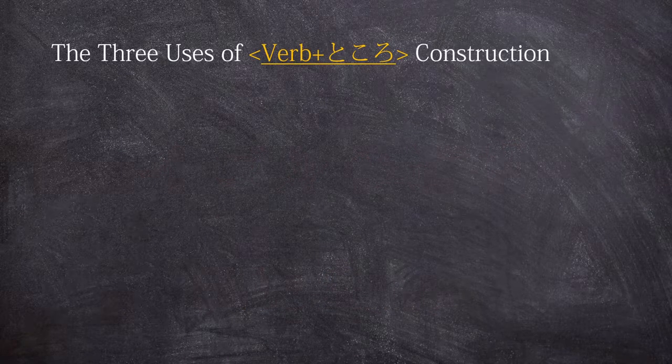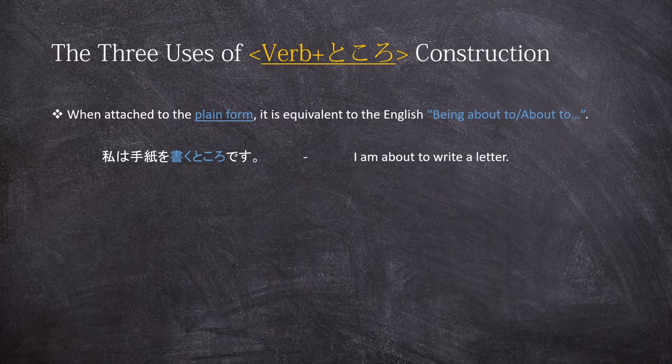However, before we proceed to our examples, first we must learn what are the three uses of the construction verb plus Tokoro. Well, if we add Tokoro to the plain form of the verb, or more popularly known under the name of the dictionary form, we will get something that is equivalent to the English of being about to do something. And our example below shows that perfectly. Watashi wa tegami o kaku tokoro desu. I am about to write a letter.